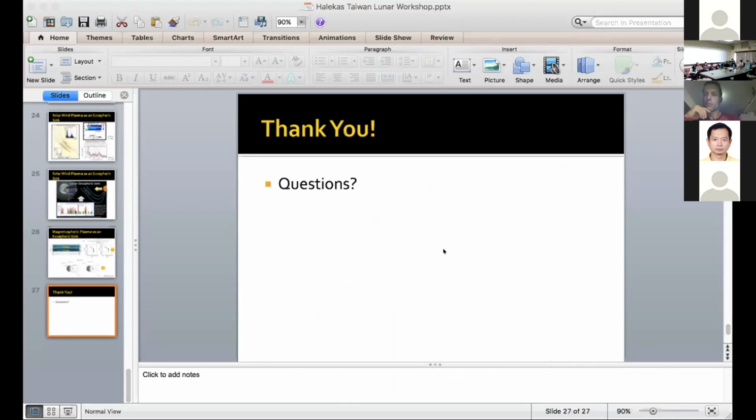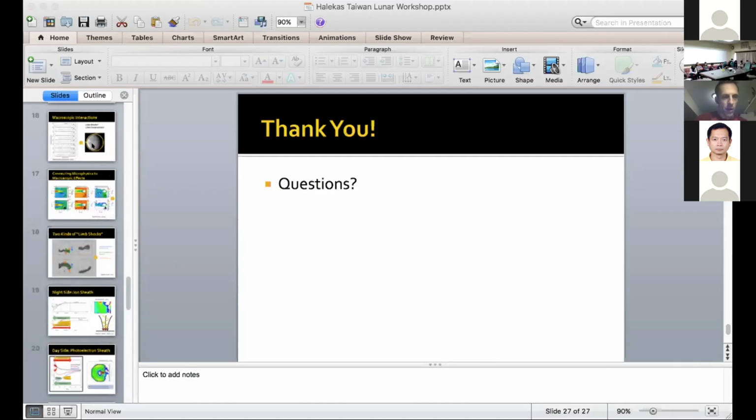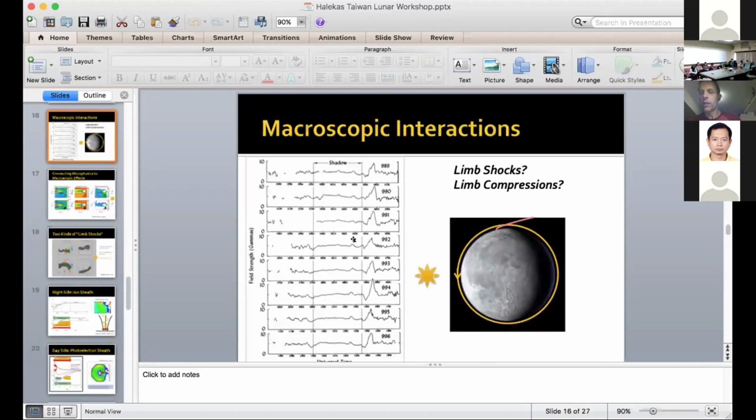Hui Yang has a question for you, Jasper. Okay. Yeah, first one is about the limb shock. How high is the limb shock? Sorry, what about the limb shock? Yeah, how high? Altitude, yeah. Yeah, so maybe I can go back to this figure.